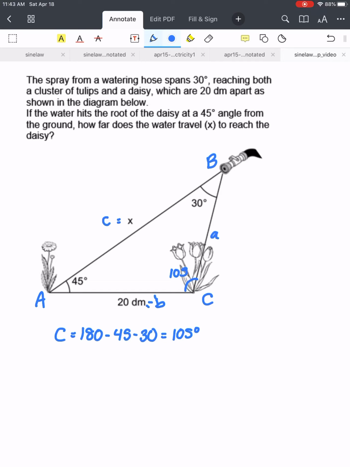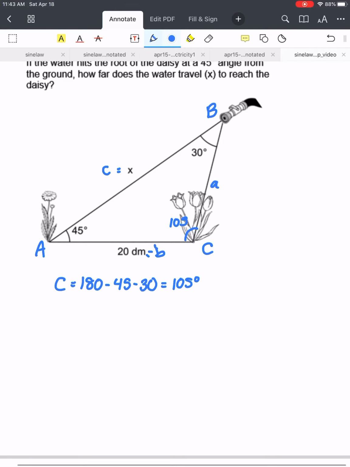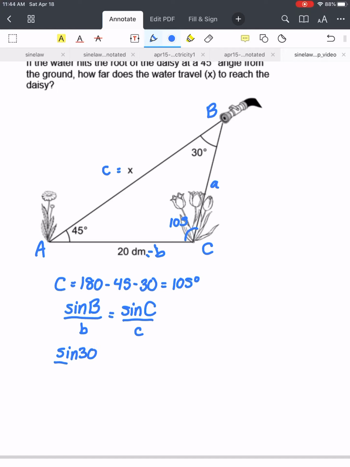Now I can set up my sine law. I know angle B and side b, and we're looking for c, so let's use the one with B and C. So sine B over b is equal to sine C over c. If we fill in what we know, sine 30 over 20 is equal to sine 105 over x.